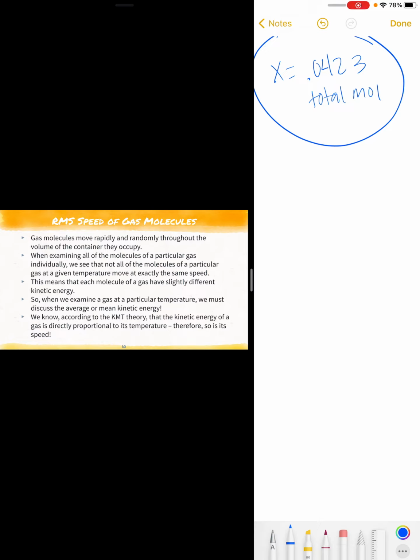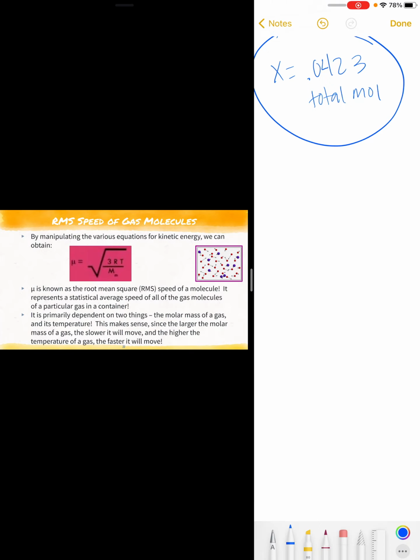We know, according to the kinetic molecular theory, that kinetic energy of a gas is directly proportional to its temperature. So energy goes up as temperature goes up, or energy goes down as temperature goes down. So it's going to be the same as the speed. By manipulating various equations for kinetic energy, we come up with this equation that's in pink.